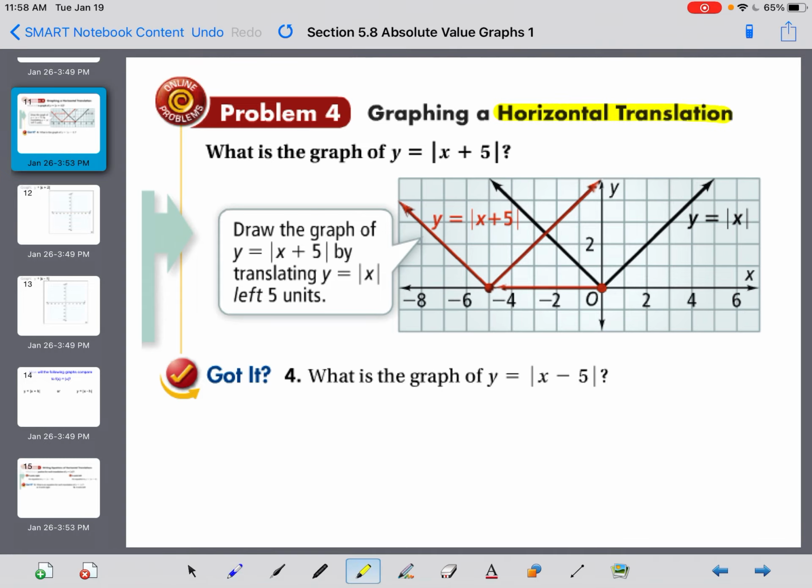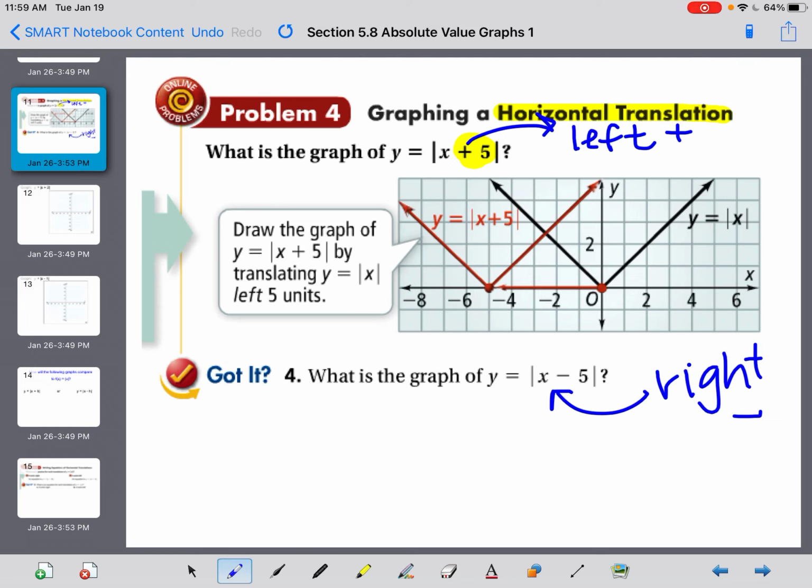Today, for horizontal, if you notice, our addition is on the inside of the absolute value bars. Also, because it's on the inside, it's a little bit tricky. It may be the opposite of what you think. Adding is going to send us to the left. Subtracting is going to send us to the right.